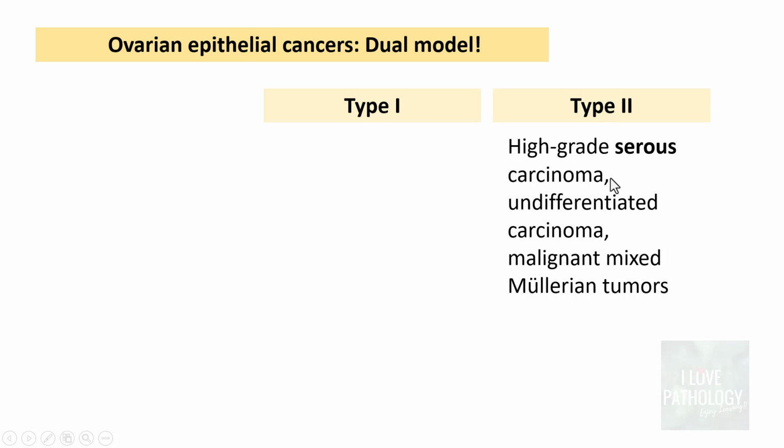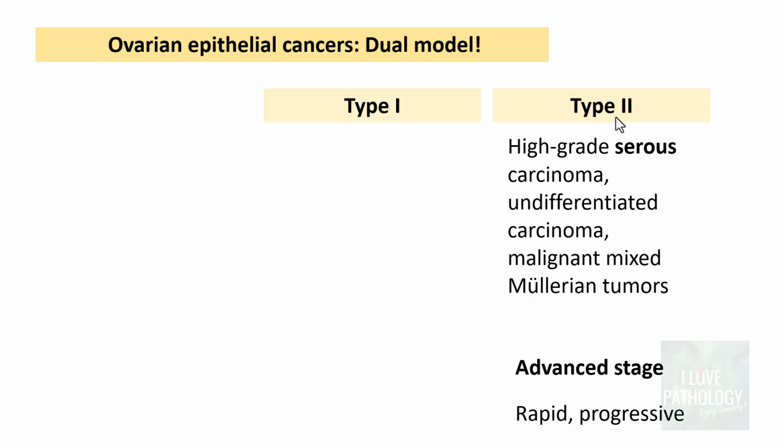Apart from high-grade serous carcinoma, undifferentiated carcinoma and malignant mixed Mullerian tumors are categorized into type 2 ovarian cancers. Why are these important? Because these are the ones which present with advanced stage. They are rapidly progressive in nature. Whereas type 1 tumors, all the other ovarian cancers are classified or categorized into type 1 cancers.